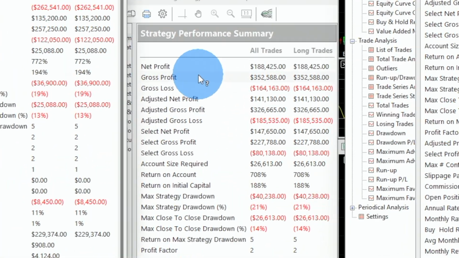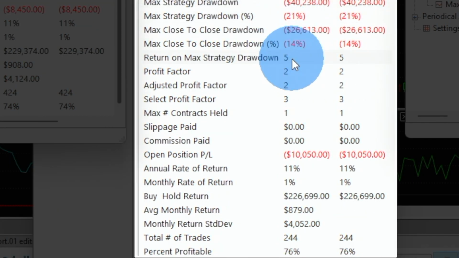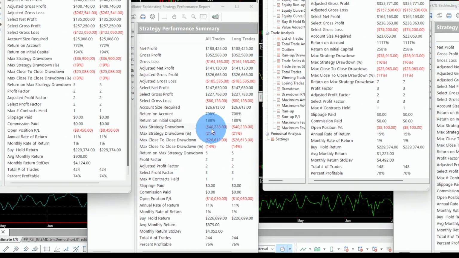The Ultimate Oscillator is making close to the same amount of money, $188,000. Also a very close return to drawdown and a little bit higher percent win rate. But it's doing all this with half the trades. So here we have 424 trades and the Ultimate Oscillator has 244 trades. Very close drawdown, 21% and $40,000.